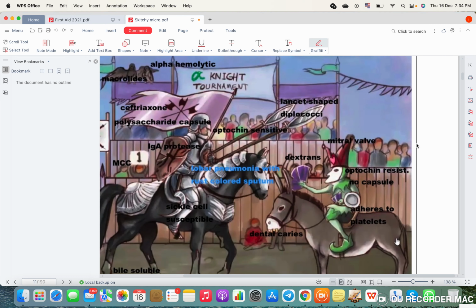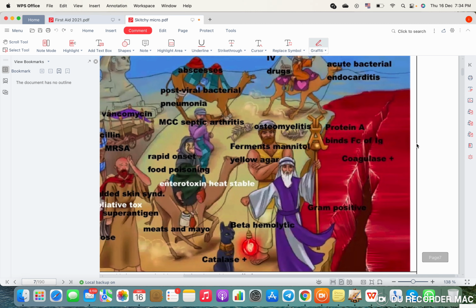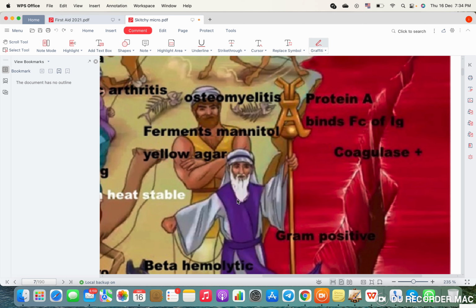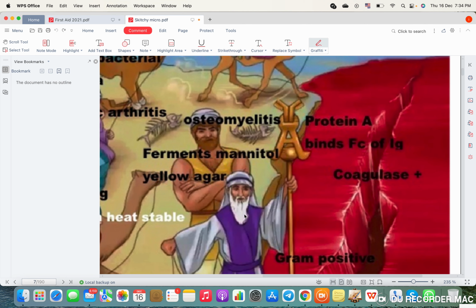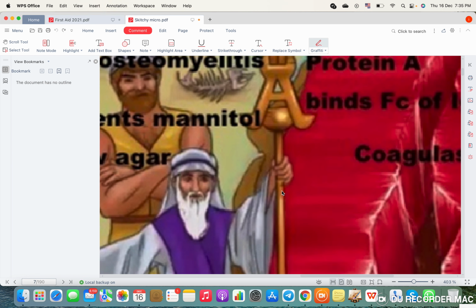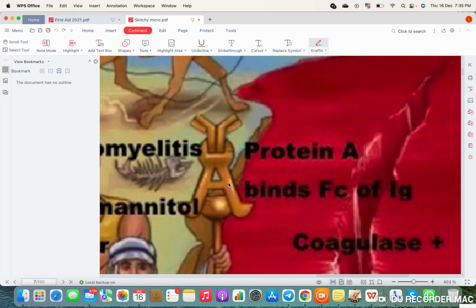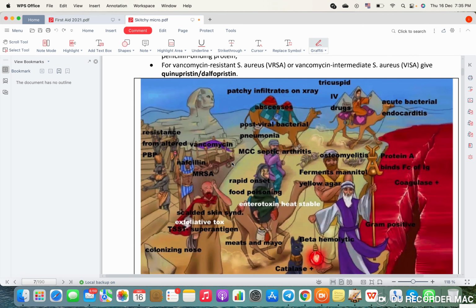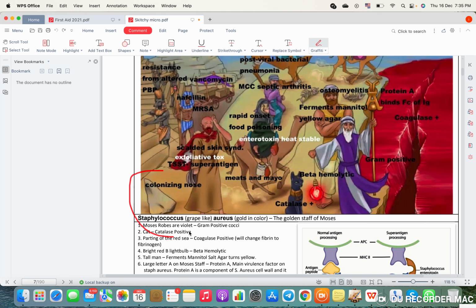Let's take a look at the Sketchy picture for a moment. We spoke about, first of all, protein A. You can see Moses, and he is holding his staff, and this staff has this A on it, which is the protein A, which binds the antibody. See, it's the Fc portion of the antibody, not the Fab. This is the Fab portion of the antibody, and this is the Fc portion. So he's binding to the Fc portion. Also, I hope you can see the nose here.